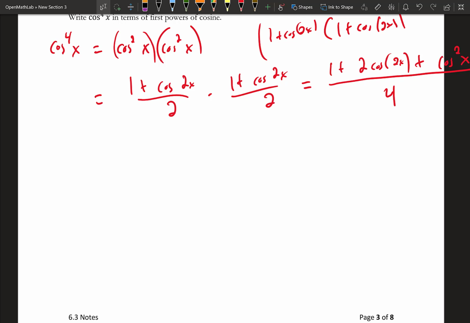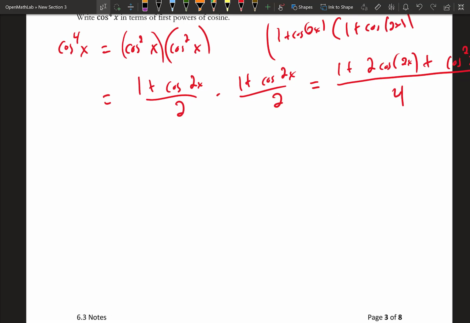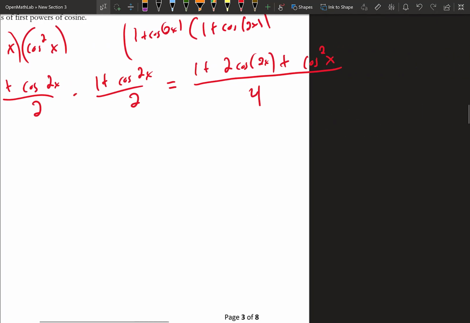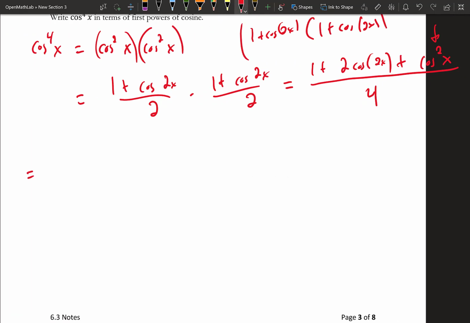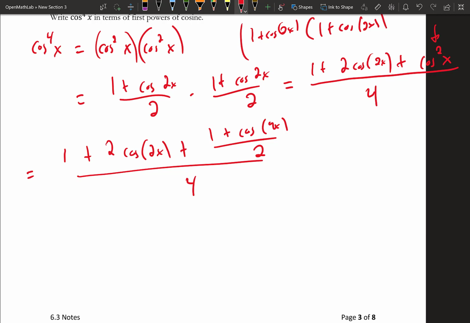Right, so then, we still have this cosine squared part that we want to get rid of, right? So we can plug in the power reducing formula, plug that value in for there. So this would give me 1 plus 2 cosine of 2x plus 1 plus cosine of 4x all over 2. And this is all over 4, right?